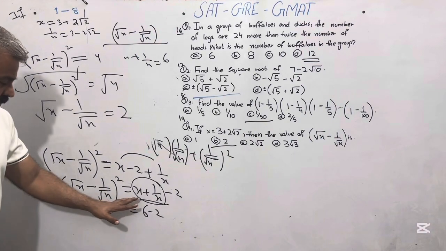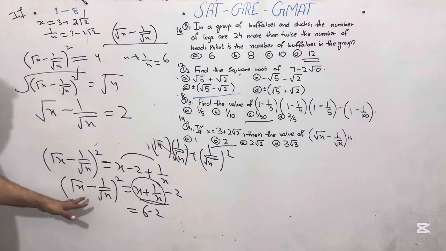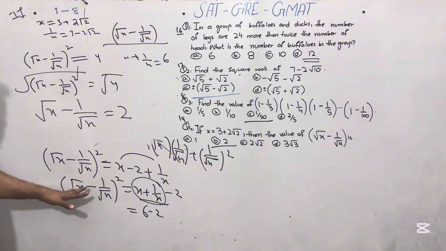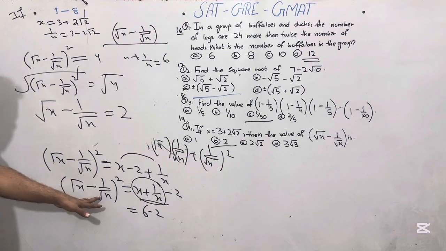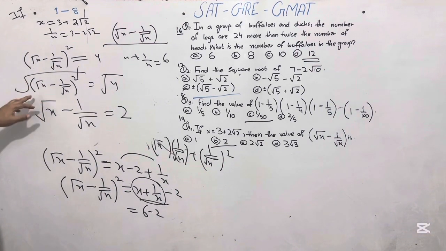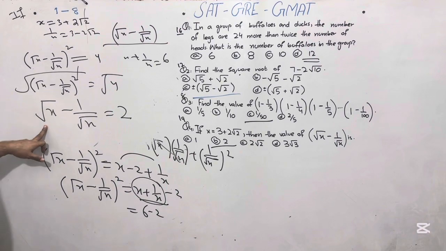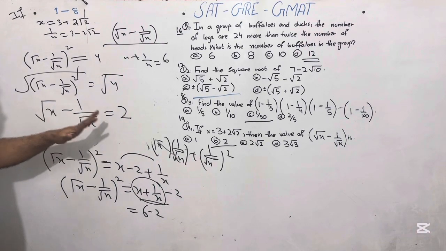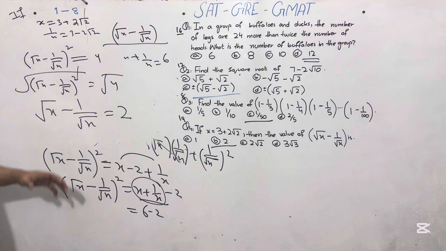We have utilized the value of x plus 1 over x, and the required root x minus 1 over root x is at hand. We just have to get rid of this square. Taking the square root on both sides, we have root x minus 1 over root x equal to 2.